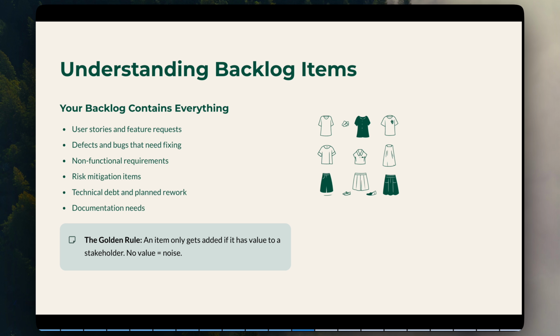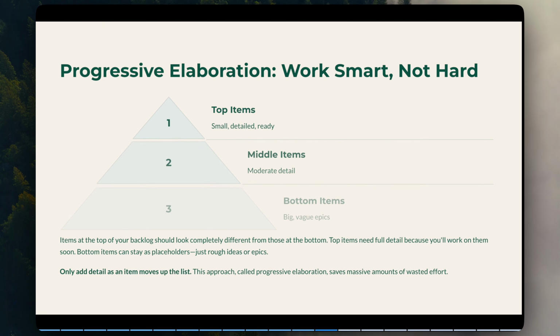And here is the golden rule. It's super simple. An item only gets added to the backlog if it has value to a stakeholder. That's it. If it doesn't have value, then it's just noise and it doesn't belong there. This leads us to a really powerful concept.